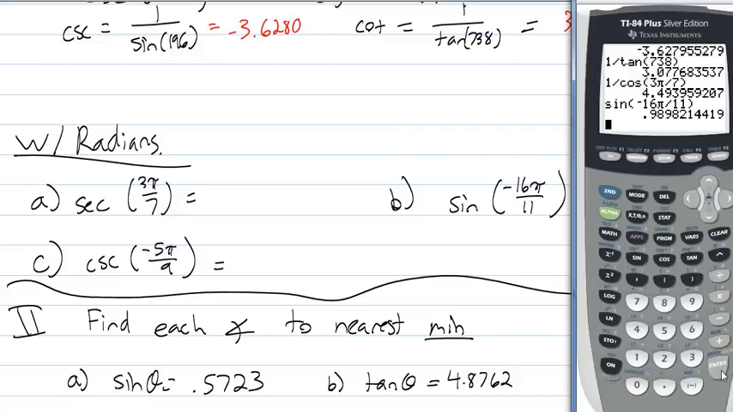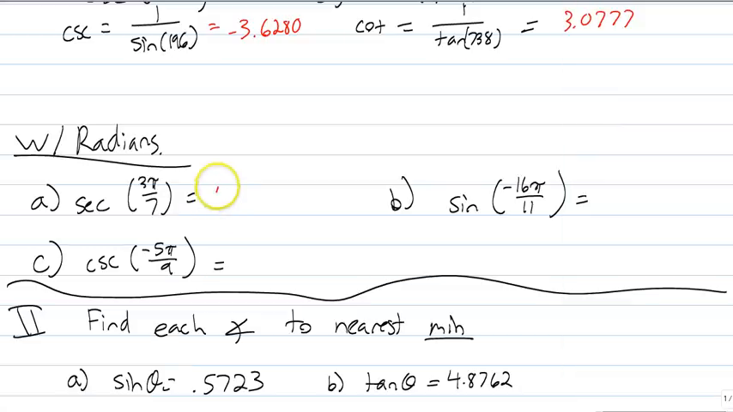And cosecant is 1 over sine. So 1 divided by sine of negative 5 pi over 9. And we get this, negative 1.0154. So, those are with radians. So let's write those down. But it's basically the same thing, just change your calculator mode. 0.9898, and this one was negative 1.0154.